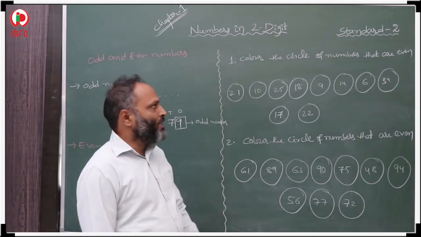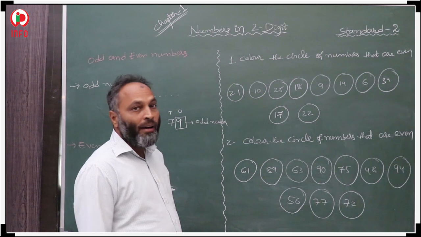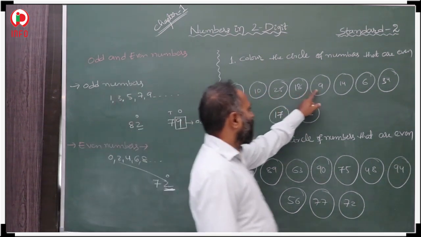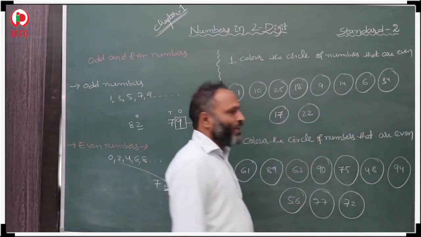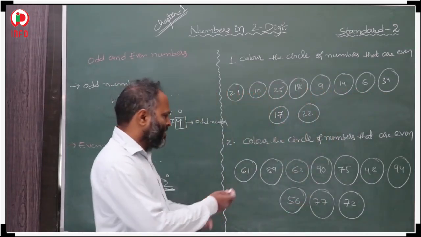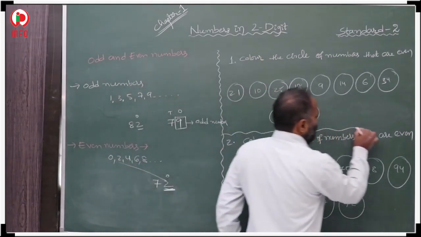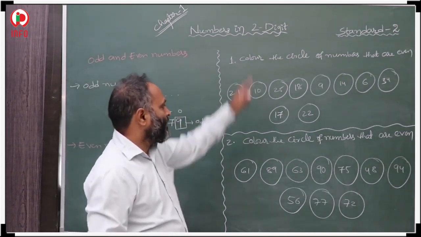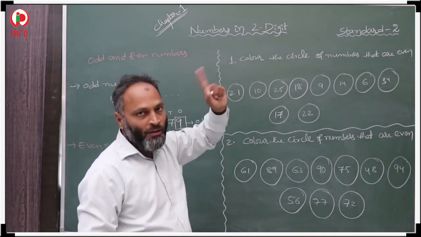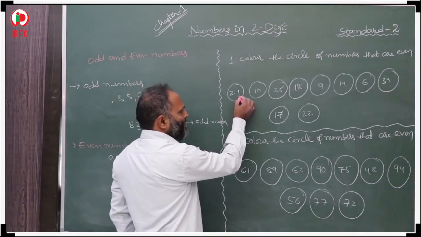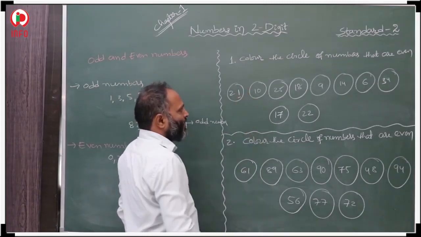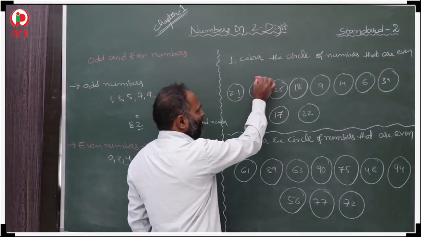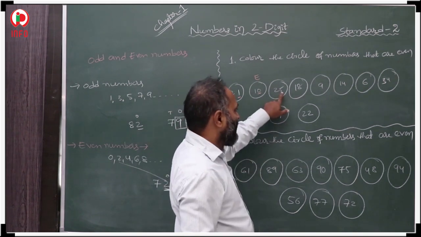Then in this question, color the circle of the numbers that are even. Even numbers we have to circle. Here 1, 2, 3, 4, 5, 6, 7, 8, 9, 10, total 10 numbers were given. In these 10 numbers we have to check which number is even, which is odd. For even or odd, whatever it is, we go for unit place. 1 is an odd number, so it is not even. Then 5 is an odd number.